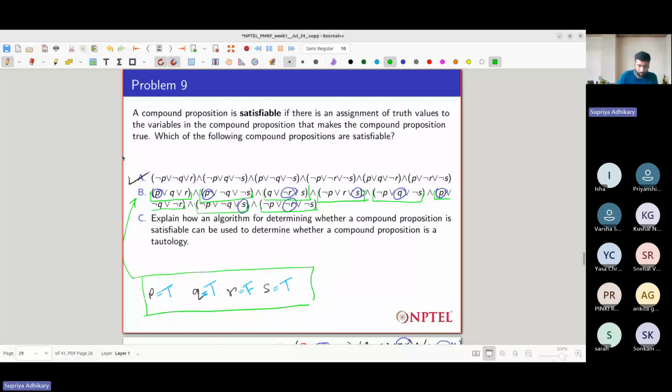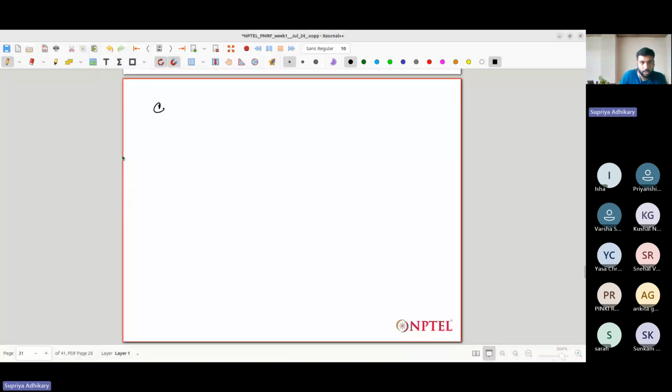And then we have a question that asks to explain how an algorithm for determining whether a compound proposition is satisfiable or not can be used to determine whether the compound proposition is a tautology. So what is the condition that a compound statement C is a tautology? C is a tautology if and only if we can say that not C is not satisfiable.